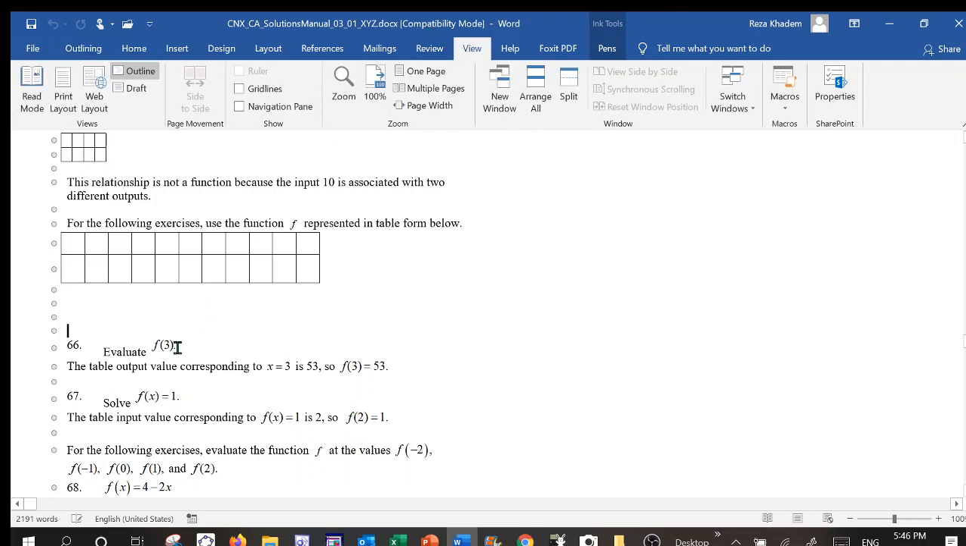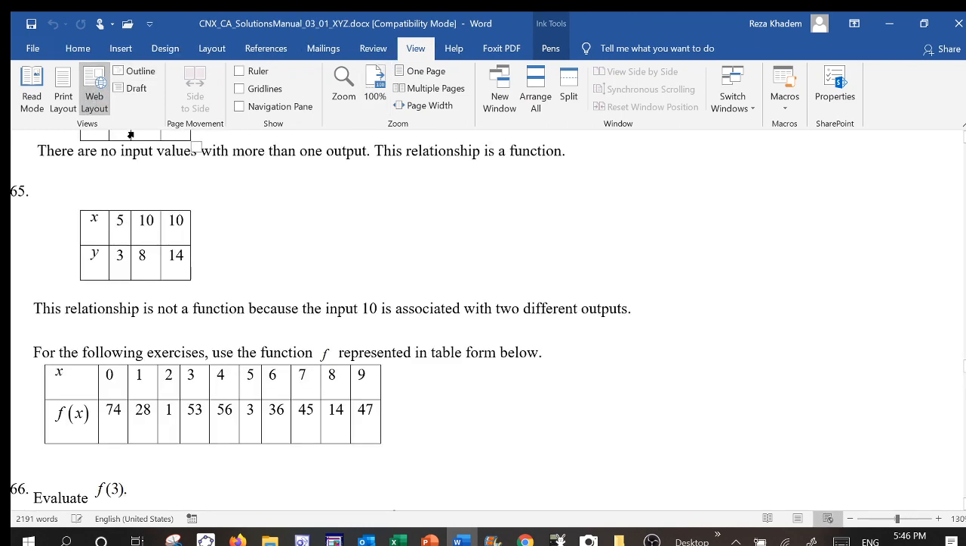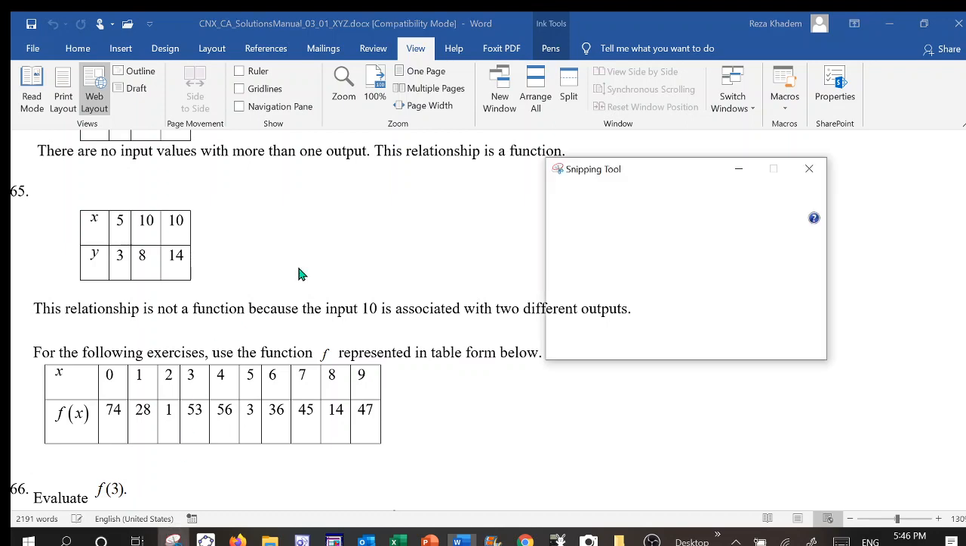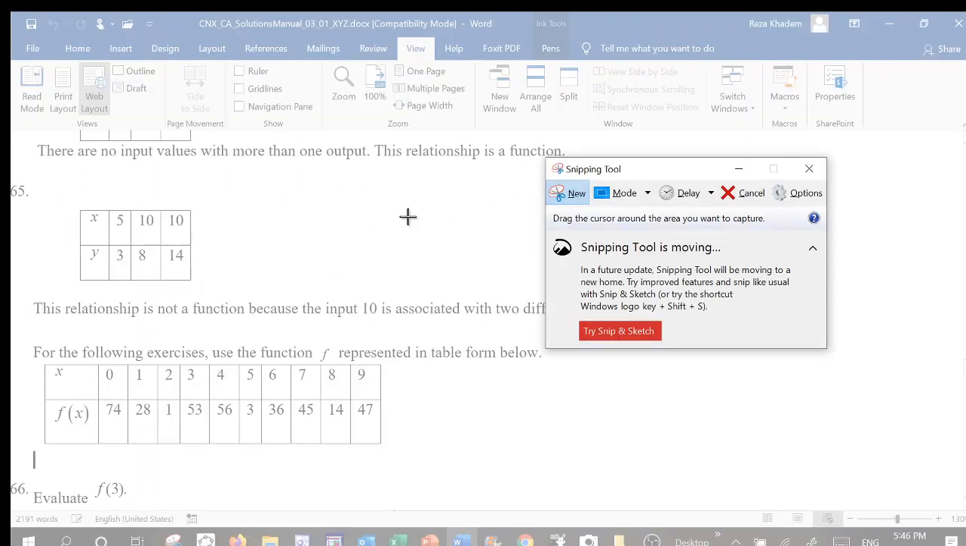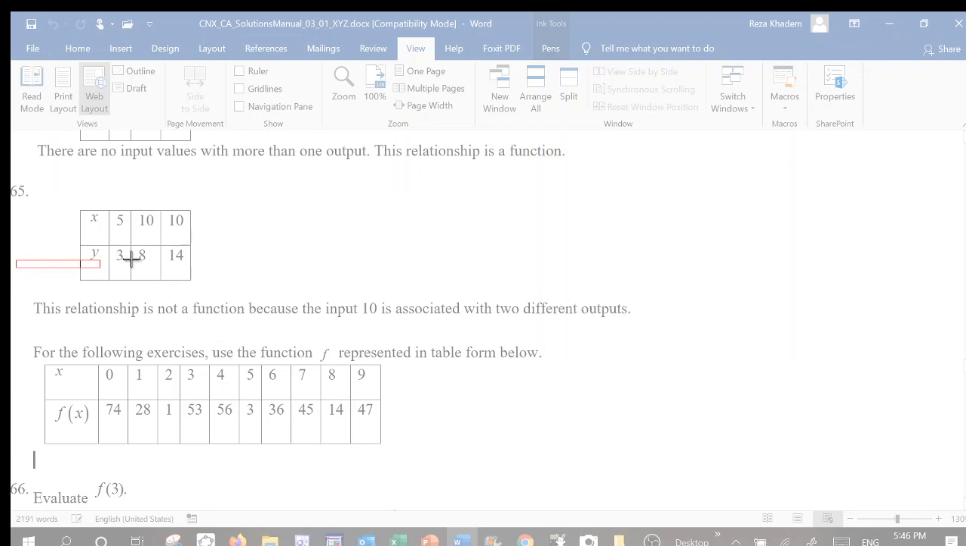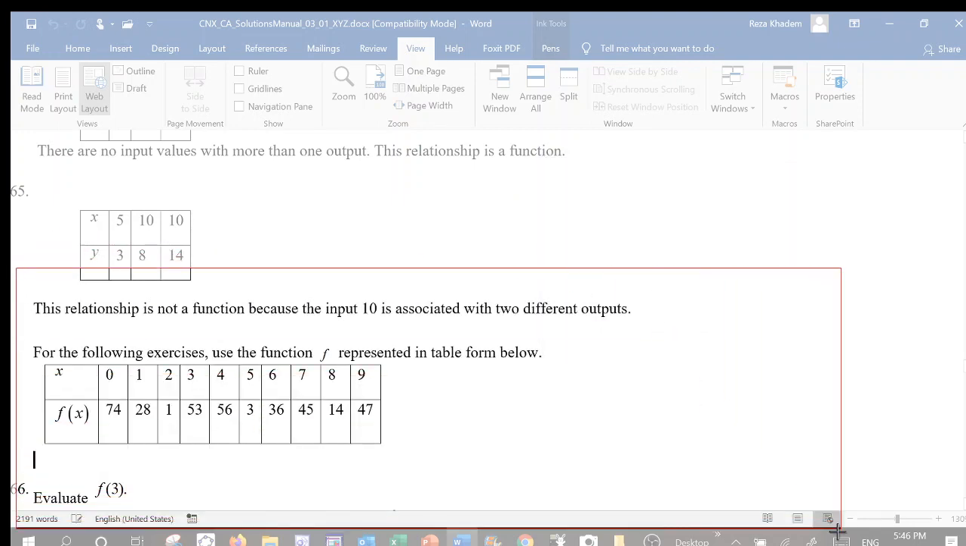So 66, it says f of 3. I couldn't see it, so let me go back to the web. Here we go, we got it. So 66 is find f of 3, and this is what we are given. Let's pick it so we can actually work with it.